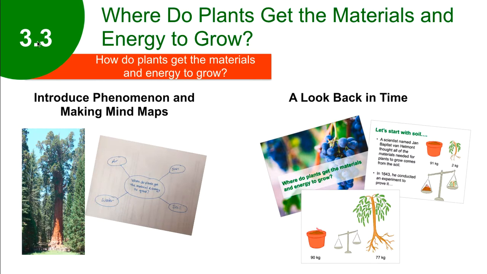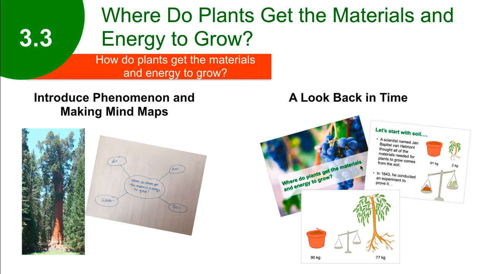In Lesson 3.3, we introduce the phenomenon that this 275-foot tall tree grew from water and air. Students then organize their ideas in a mind map, with the center of their mind map containing the question, where do plants get the material and energy they need to grow? Students will combine their individual work into a whole class mind map.